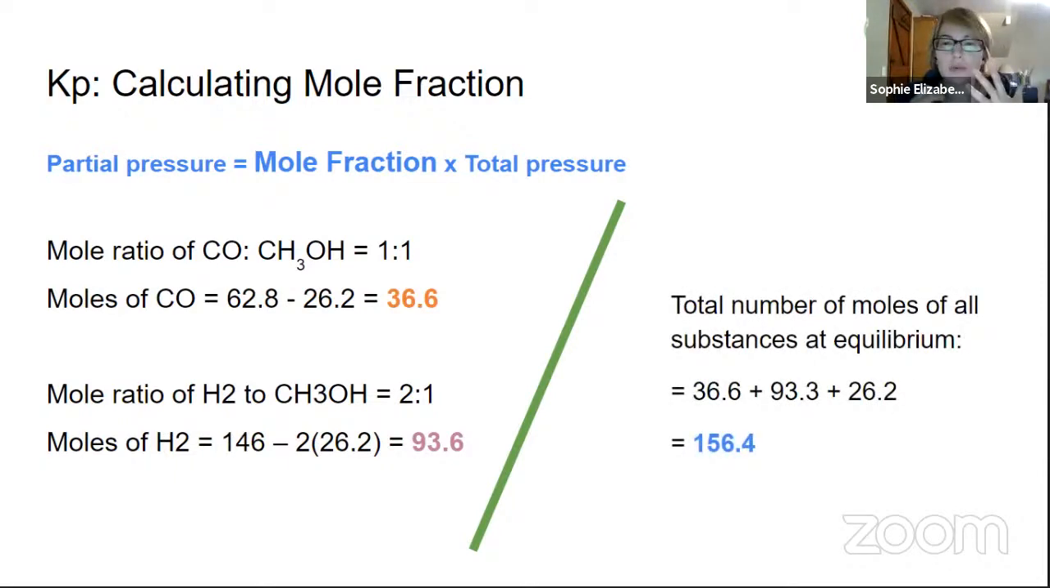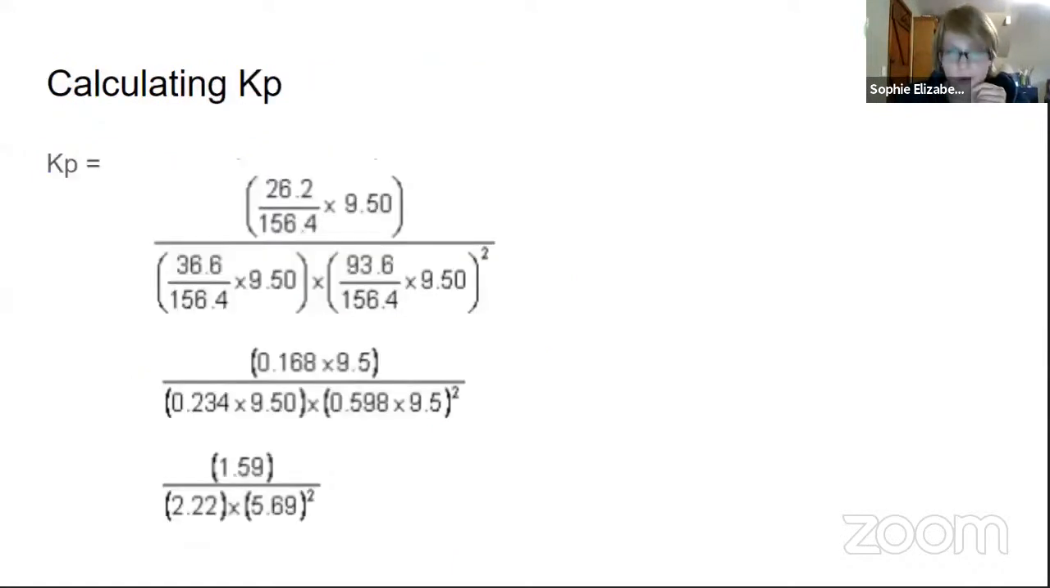And then finally, to get a fraction, we're going to need to work out what the total number of moles in the whole system of all those substances are when we're at equilibrium. And we've worked all the bits we need out for that. So we know that there's 36.6 of CO, there's 93.3 of hydrogen, and there is 26.2 of your product. So altogether, that is 156.4. This looks horrible, but trust me, once you've got that bit, it's like the easiest bit. This is just plugging it into the Kp expression that you've already worked out.